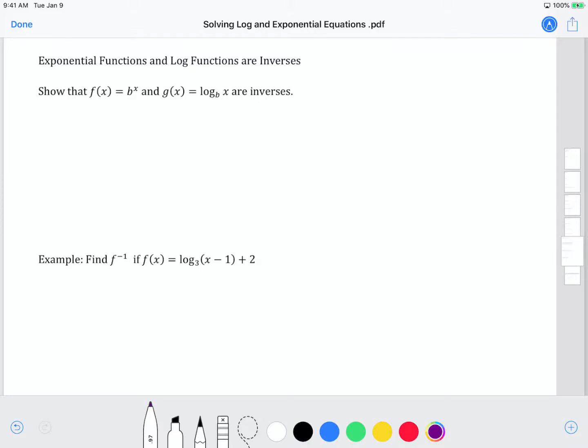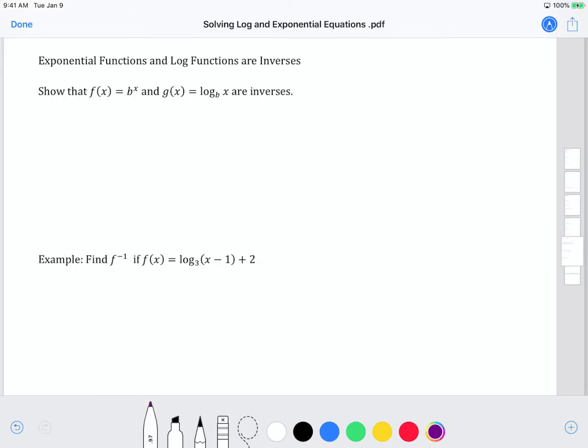So now that we're more comfortable with manipulating expressions with exponentials and logs, I want to go back and review the concept of an inverse. And also I want to show you how logs and exponentials are inverses.